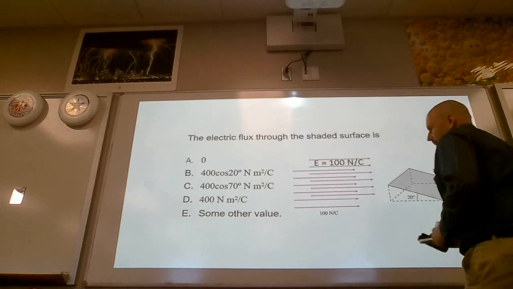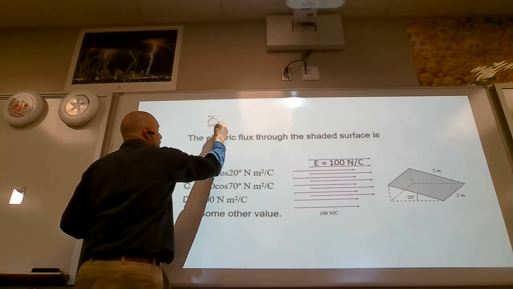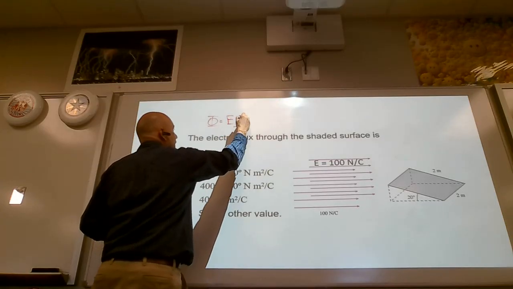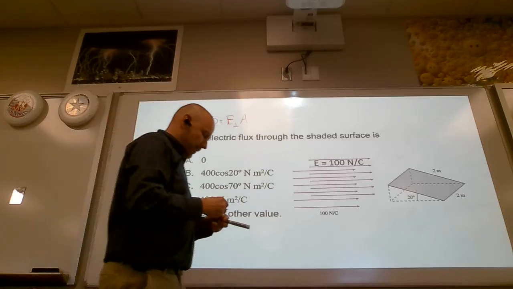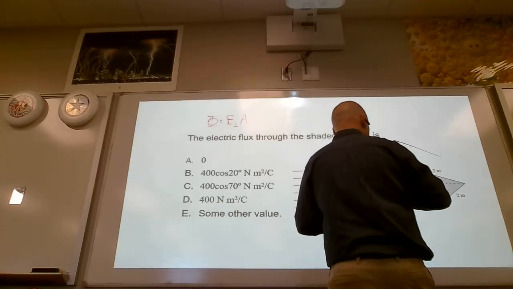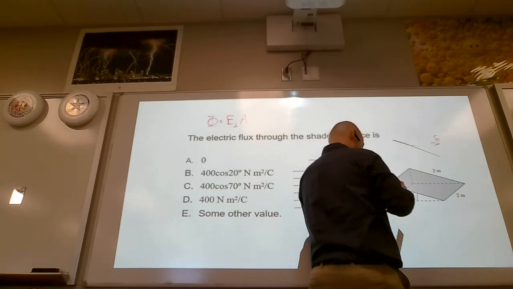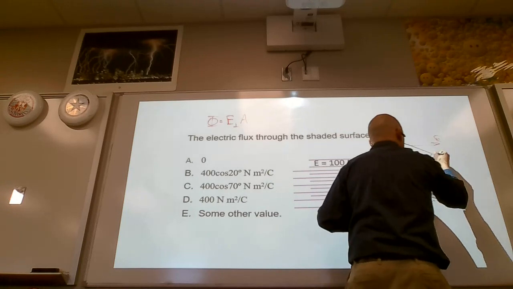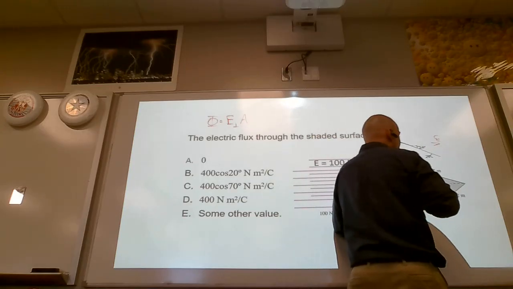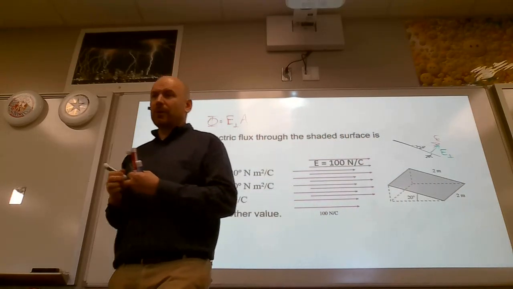Read the question, pause. So, correct answer. Flux is equal to the component of electric field that is perpendicular to the area. So, here's your area. Here's your electric field. And here's your 20 degrees. This is also 20 degrees. I want the component that is perpendicular. So I want that. That is perpendicular. So I mean, do sine of 20 or cosine of 70.